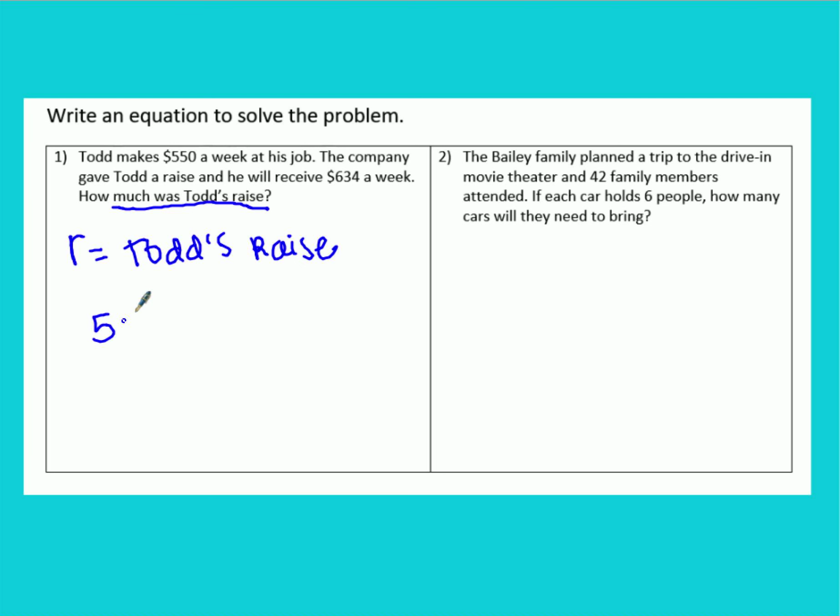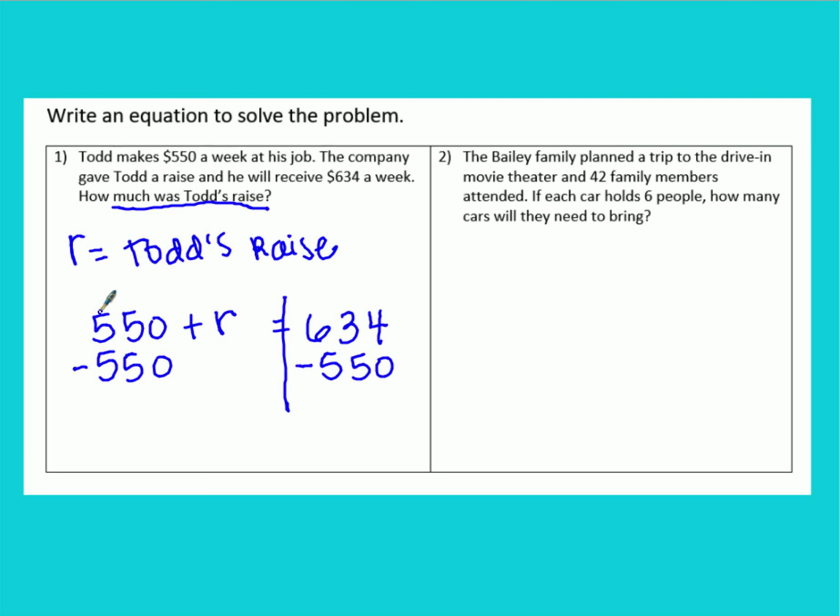He was making $550 every week. They're giving him some raise, so we're adding that to his amount that he's making per week. And now in total, he'll be making $634. So to figure out what R is, we need to do the opposite of what's happening to R. So we're adding 550 to R, which means we need to subtract 550 from both sides. When we subtract 550 over here, 550 minus 550 becomes 0, and we're just left with R. 634 minus 550 gets us 84.